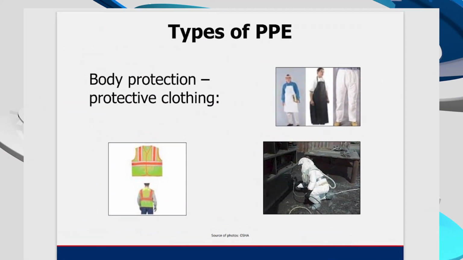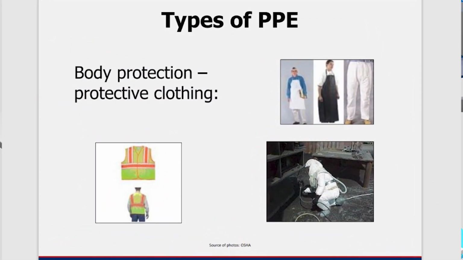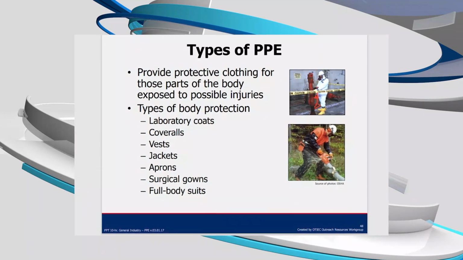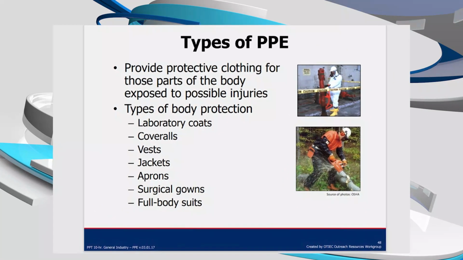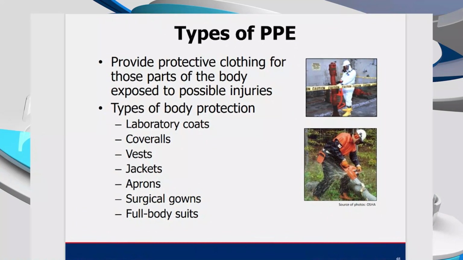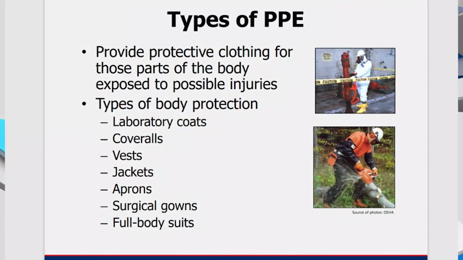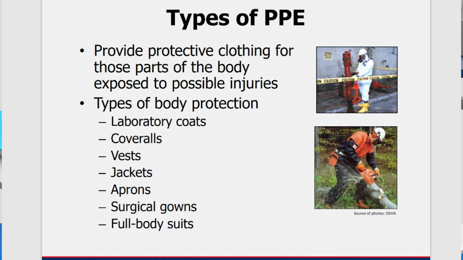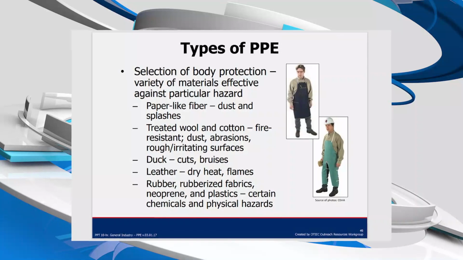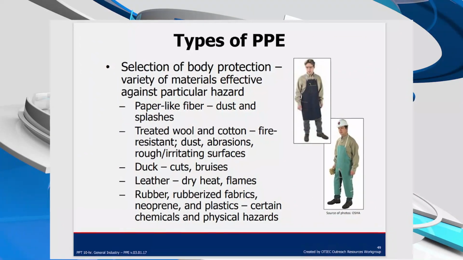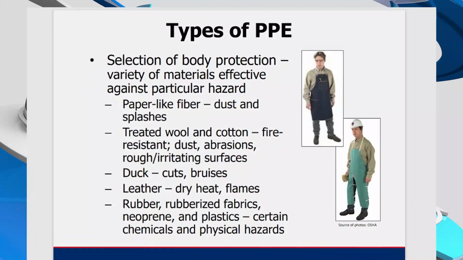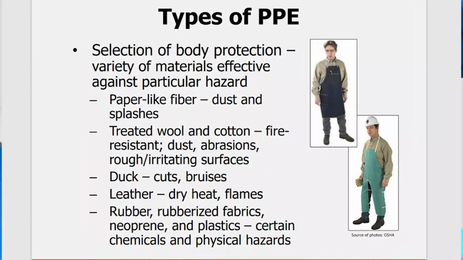Body protection. Protective clothing. Provide protective clothing for those parts of the body exposed to possible injuries. Types of body protection: laboratory coats, coveralls, vests, jackets, aprons, surgical gowns, full body suits. Selection of body protection based on a variety of materials effective against particular hazards.